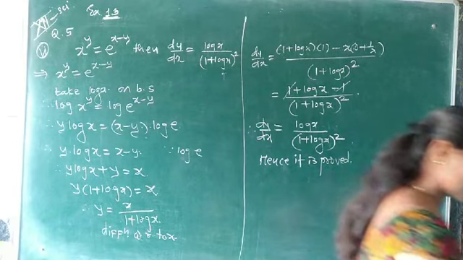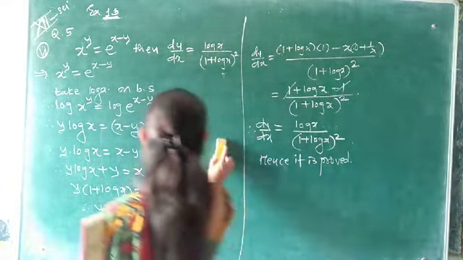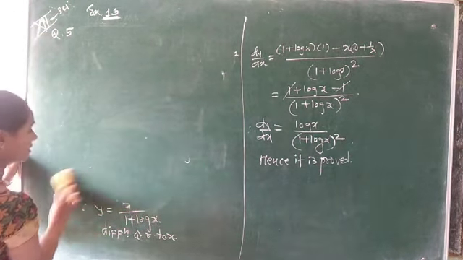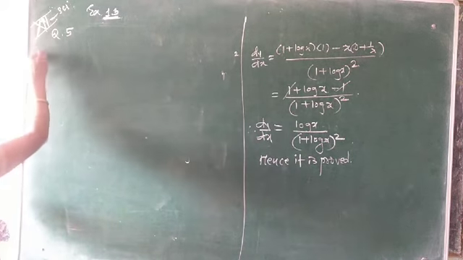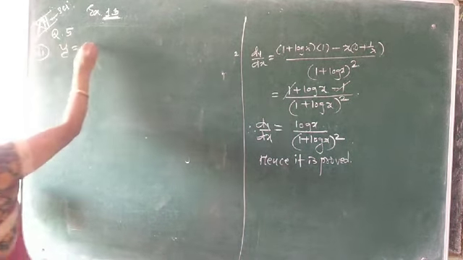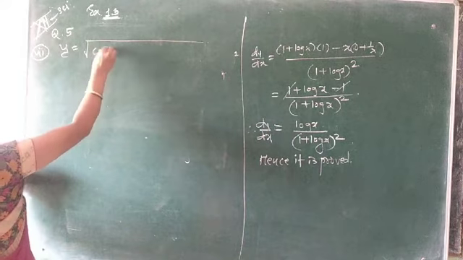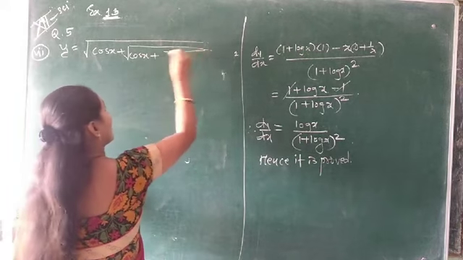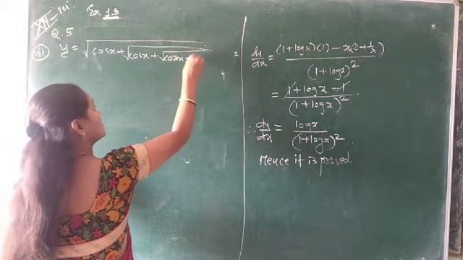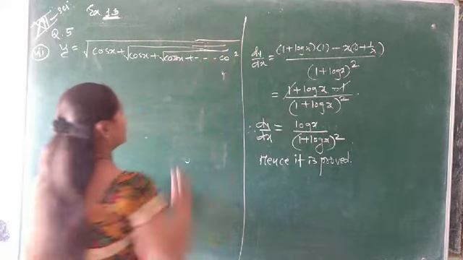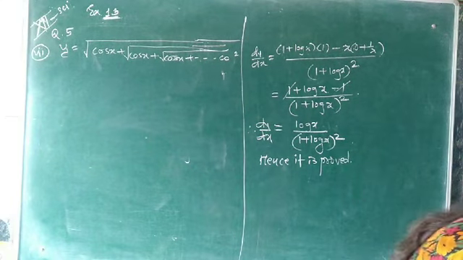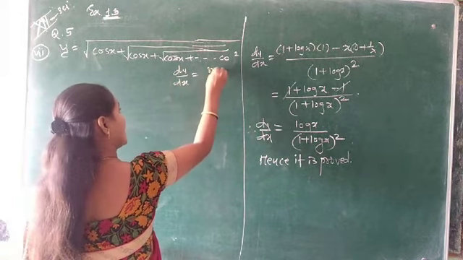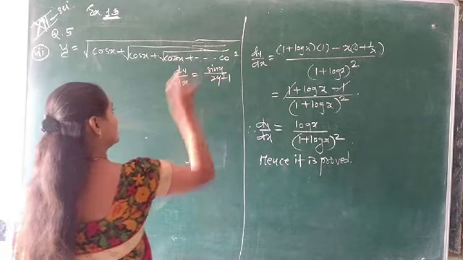Now see next question, question number 7. These are very important questions. If y is equal to root cos x plus root cos x plus cos x and so on up to infinity, then show that dy upon dx is equal to sin x divided by 2y minus 1.